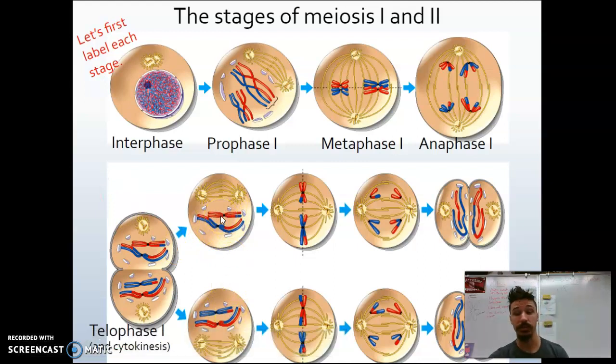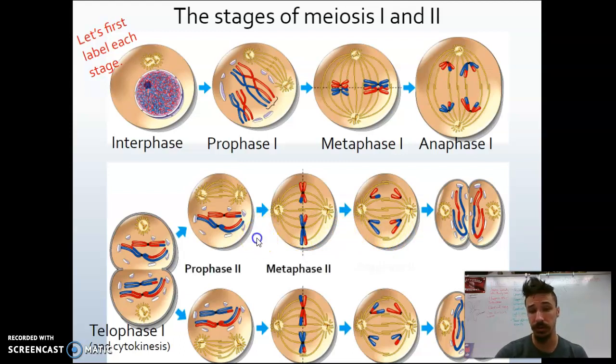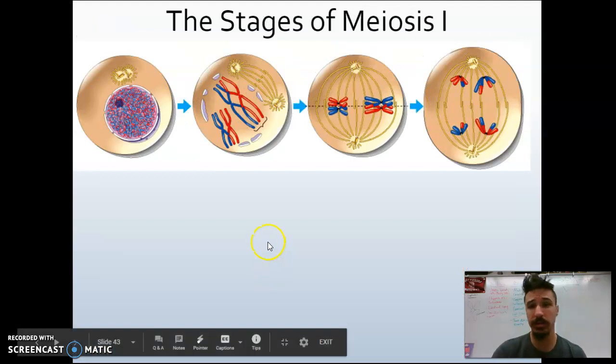Then in meiosis 2, a big difference between meiosis and mitosis is that in meiosis 2, we have 2 cells going through this process of cell division. We have prophase 2, metaphase 2, anaphase 2, and lastly telophase 2, followed by cytokinesis once again. So let's talk about each of these phases individually, because there are some differences between these phases and the phases of mitosis, in particular when it comes to chromosome count and number of cells. All right, so let's look at meiosis 1.